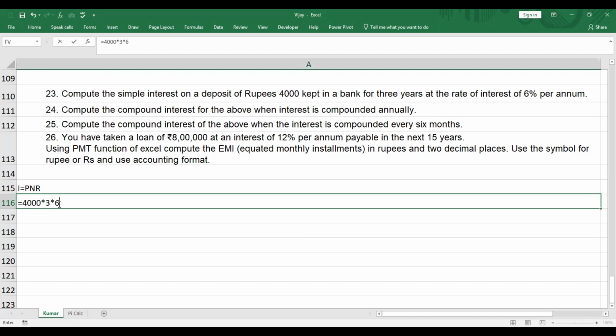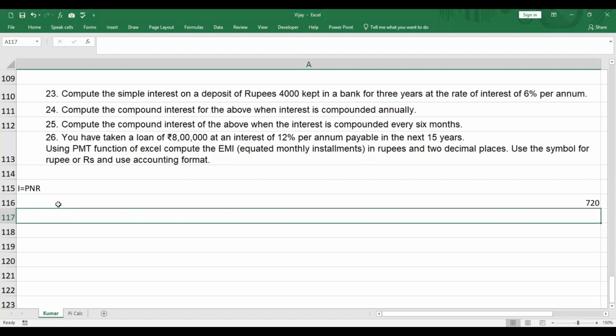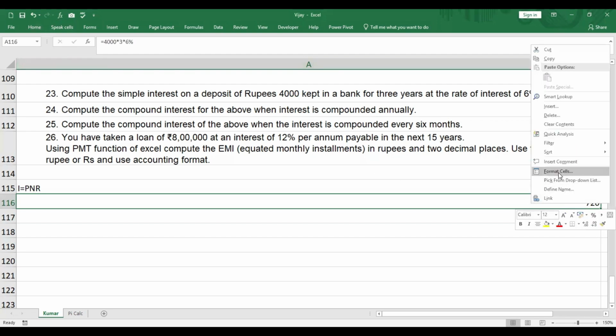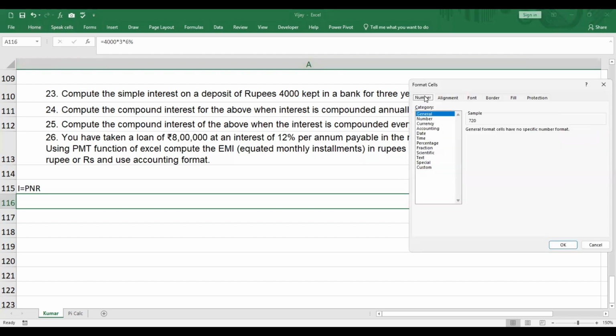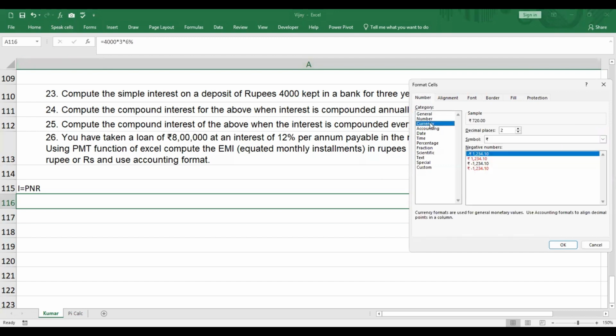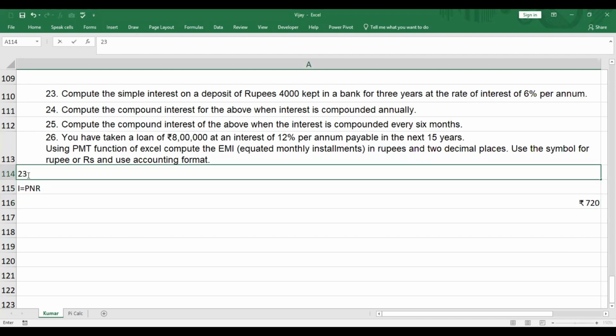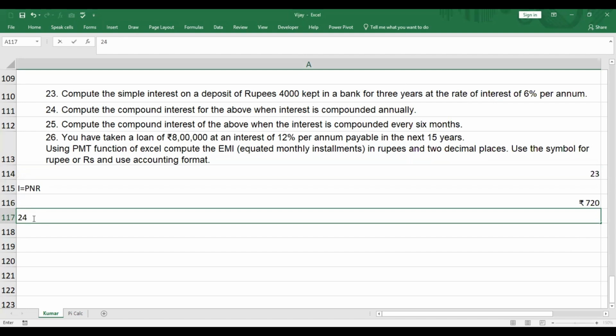We can write it as 6, or you can write it as 0.06. So that comes to 720 rupees. You also have to show the currency there. You can go to format cells, number, currency, and then 0, so rupees 720. That is question number 23 done.